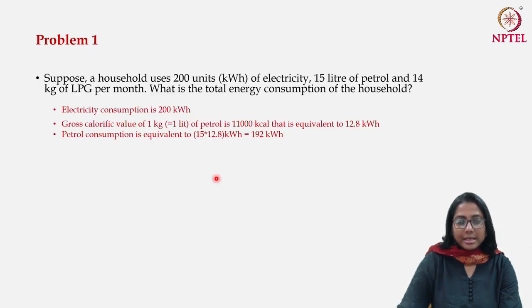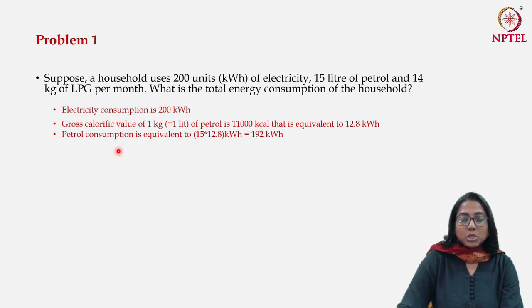So here we are saying that the gross calorific value of 1 liter of petrol is 11,000 kilocalorie. Now this is equivalent to 12.8 kilowatt hour. We are getting this value by dividing 11,000 kilocalorie by 860, because that is the conversion factor between kilocalorie and kilowatt hour.